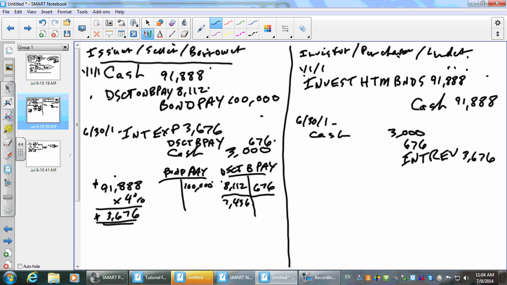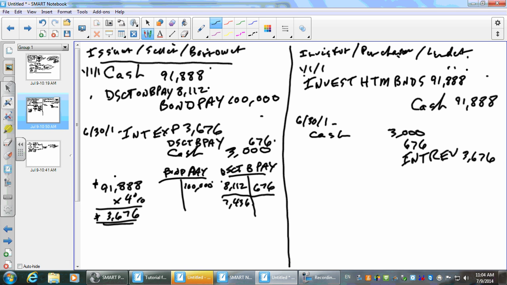All right, everybody good? So what's the new carrying value when I calculate for the next interest payment? It changes every time. What's the new carrying value? It's 100,000 less what? What's the new book value, carrying value of this bond? It's 100,000 less what, you guys? 7436. It just went up by how much? The 676 that you amortize to the discount.